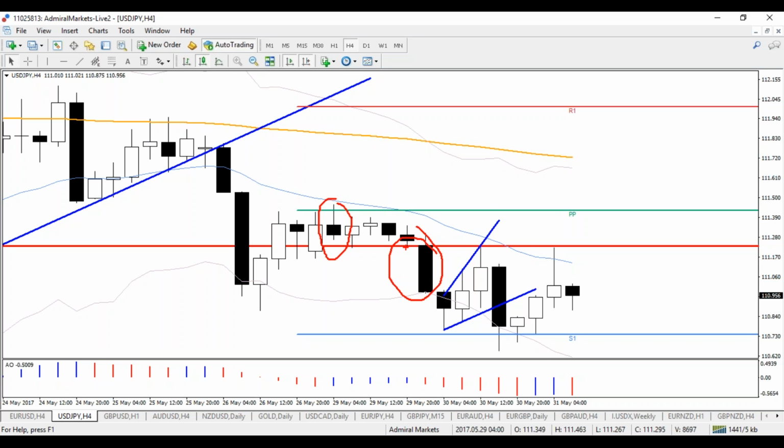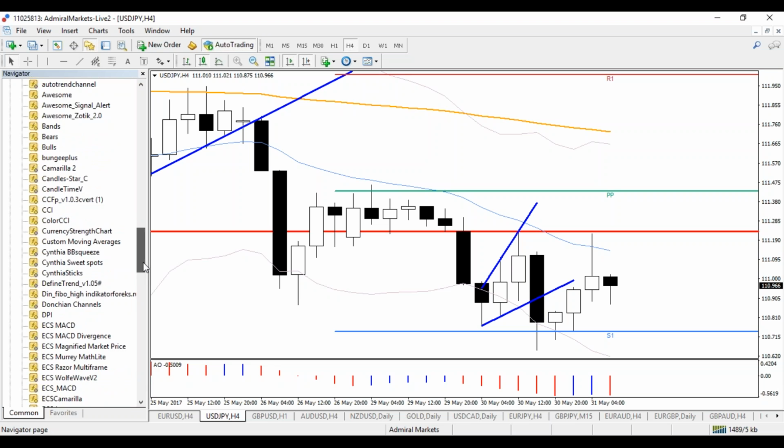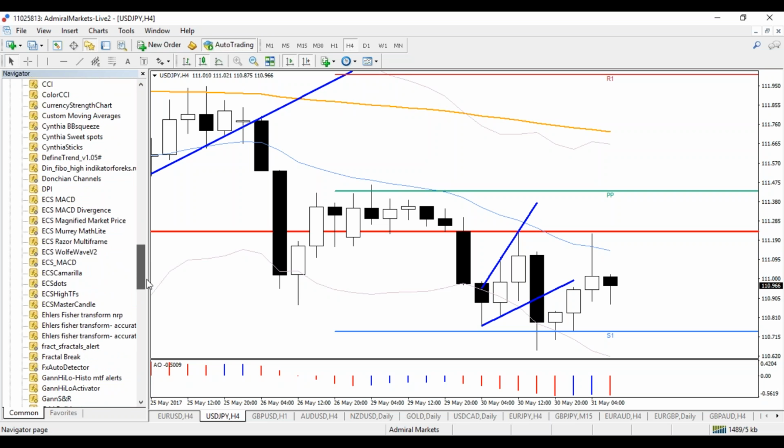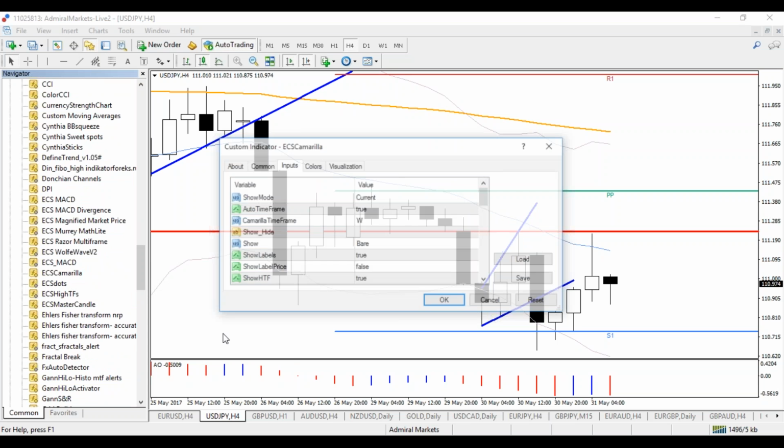This pivot point is the Admiral Markets pivot point, and I don't really have a preference. I think both are very good. I don't necessarily need to use both because then it gets a bit crowded. I think I could add them right now. It was made by someone else actually, but it has its own Camarilla indicator.